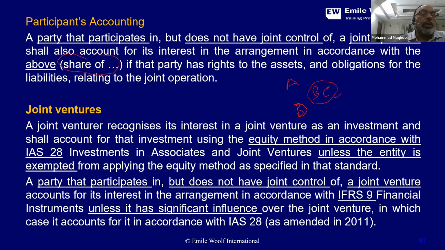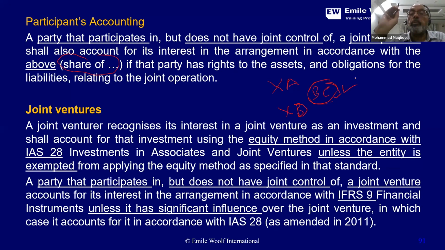Now, joint venture. In the joint venture also, there could be 4 parties. It's a separate legal entity. B and C have the joint control. A and D are just the participators. A joint venturer recognizes the interest in the joint venture as an investment and shall account for the investment using the equity method, by B and C.